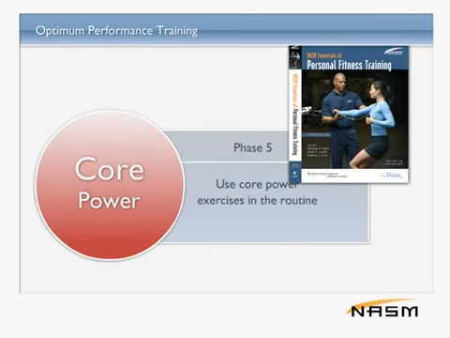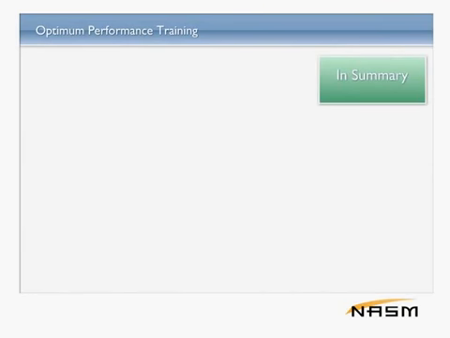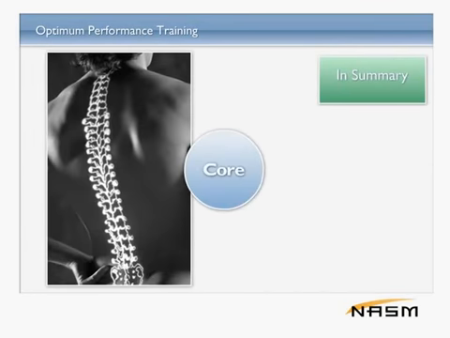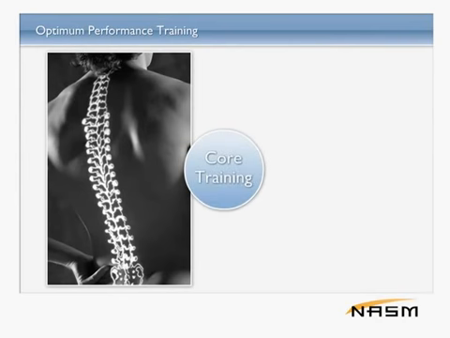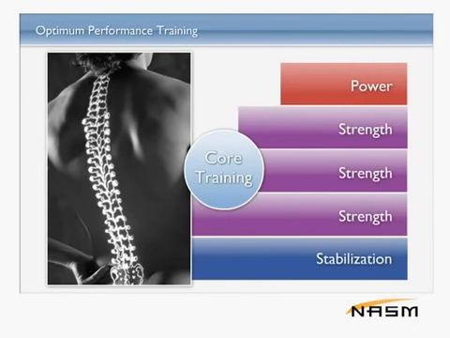You can refer to the table in your textbook for the appropriate acute variables for each phase of training. In summary, the core musculature helps protect the spine from harmful forces that occur during functional activities. A core training program is designed to increase stabilization strength, muscle endurance, neuromuscular efficiency, and power in the lumbo-pelvic hip complex. A proper core training program follows the same systematic approach as the OPT model: stabilization, strength, and power.